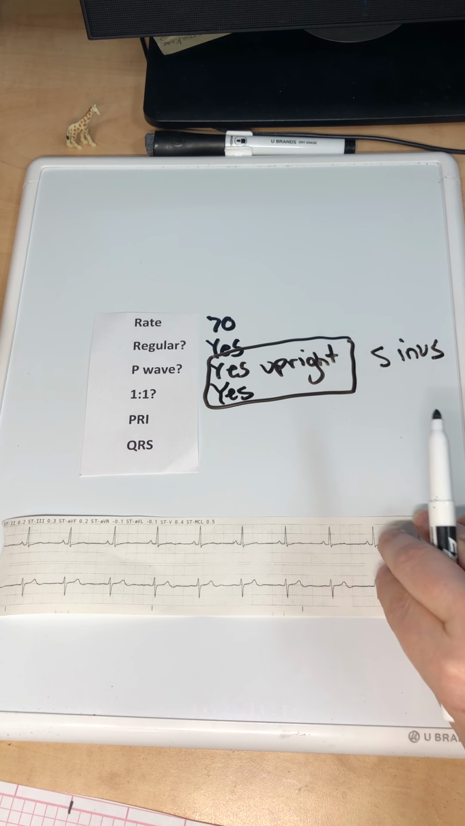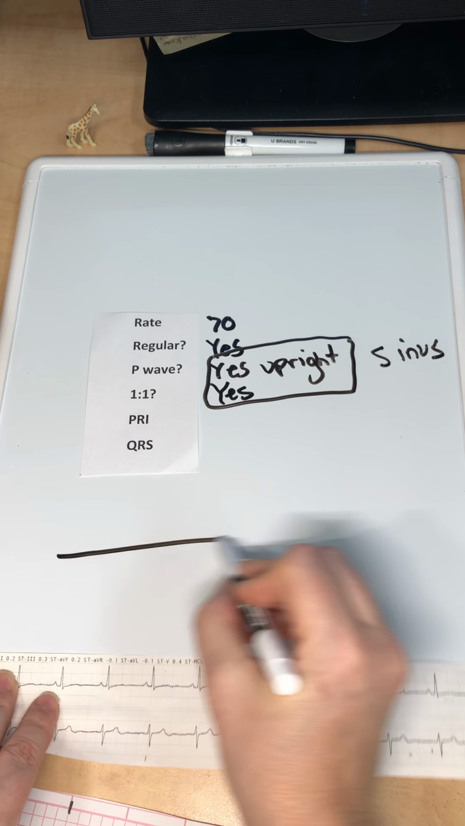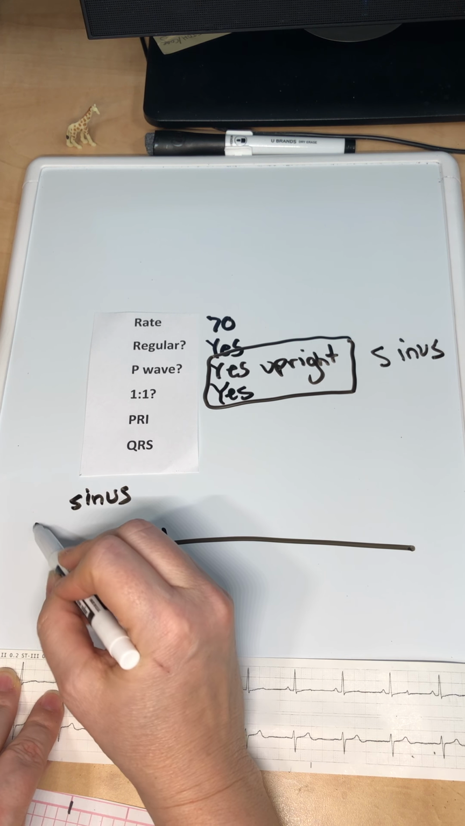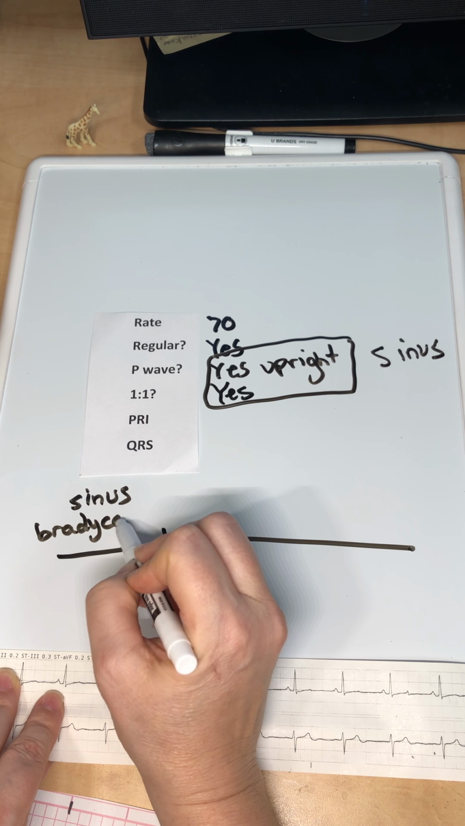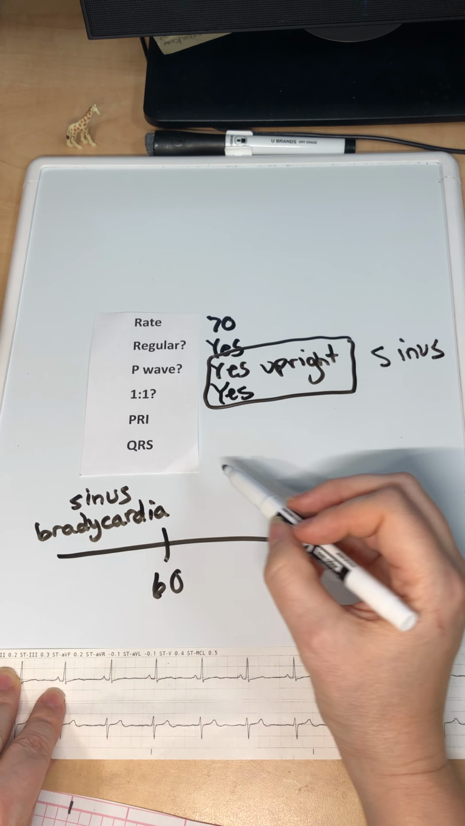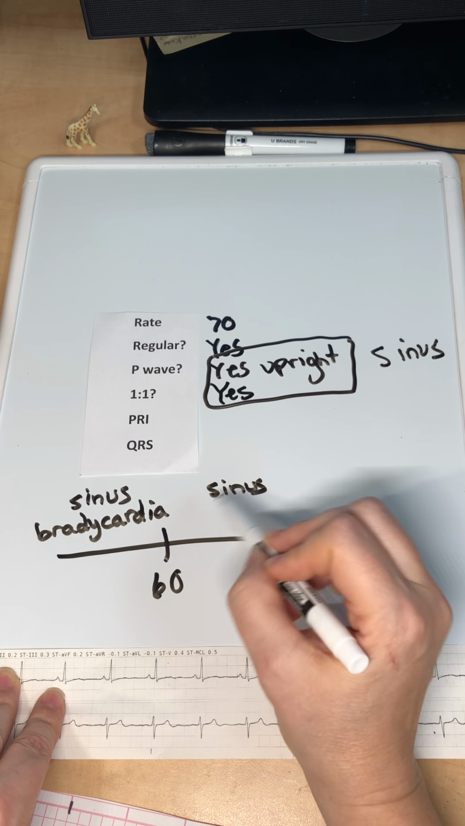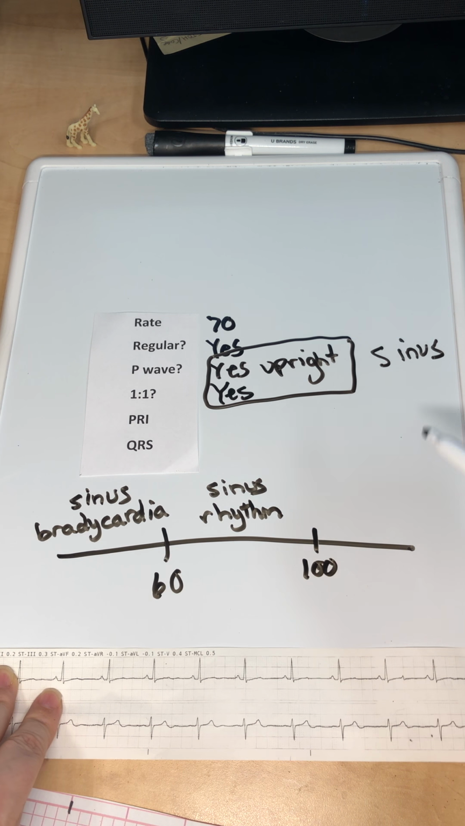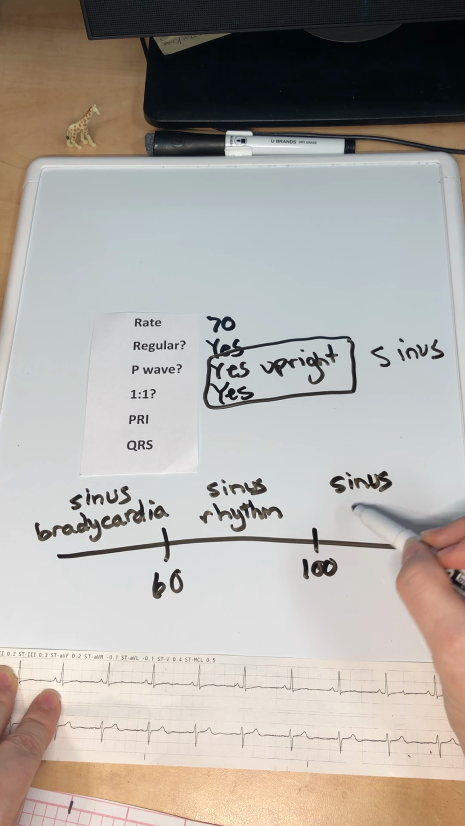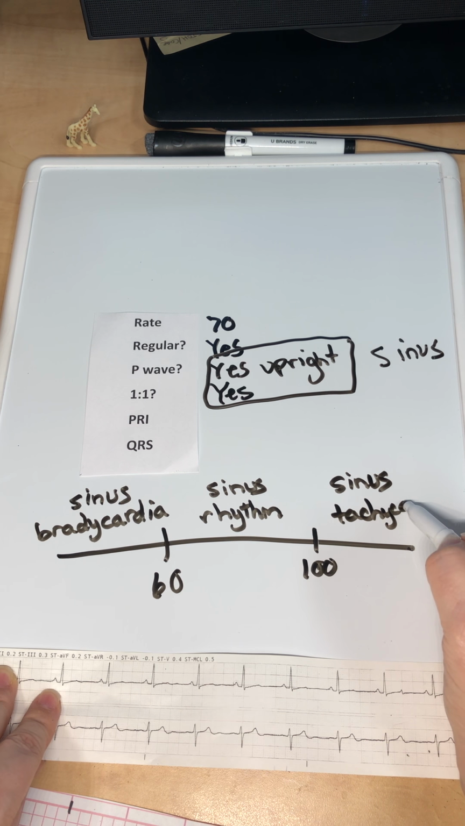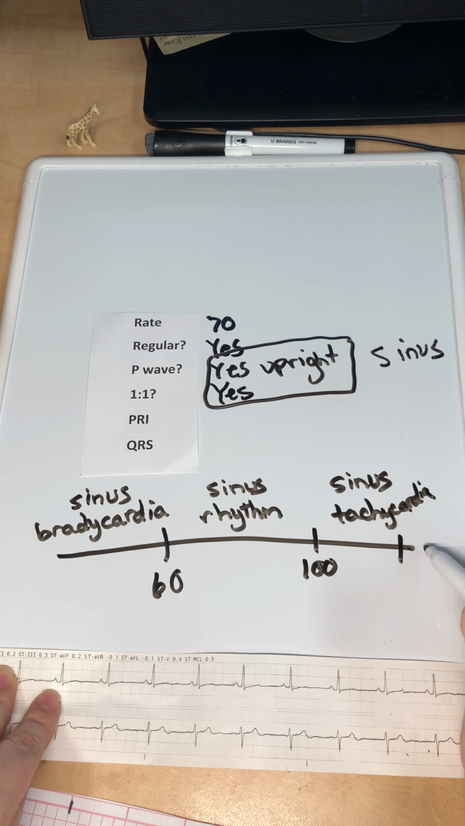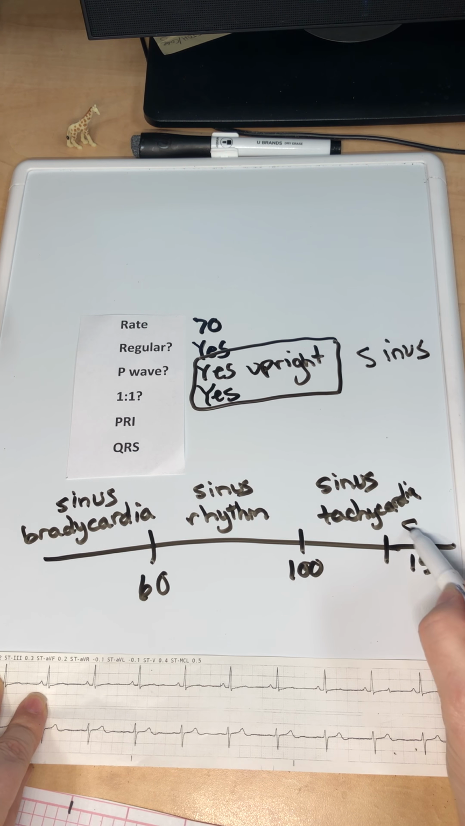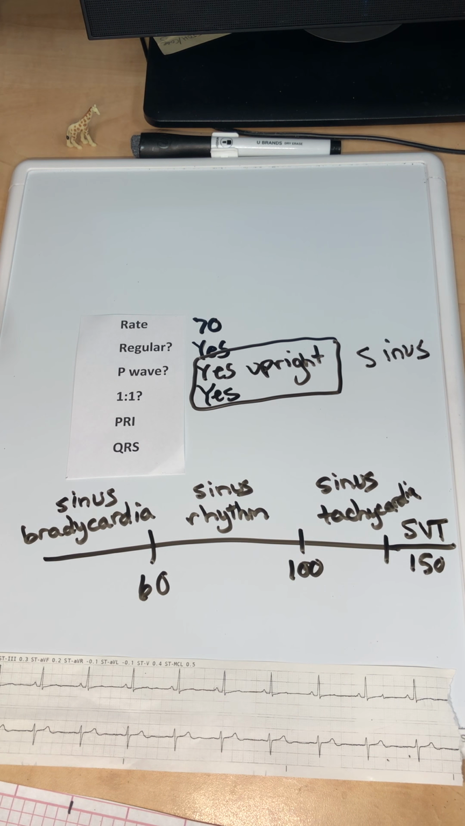So is this sinus rhythm, sinus bradycardia? And the way that we know this, let's draw this, 60. So less than 60 is sinus bradycardia. We just call it Brady. Sinus rhythm between 60 and 100. Sinus tach, or tachycardia, from 100 to 150. But now when you hit over 150, you have a rhythm called SVT. It's supraventricular tachycardia, and I'm going to show you that.